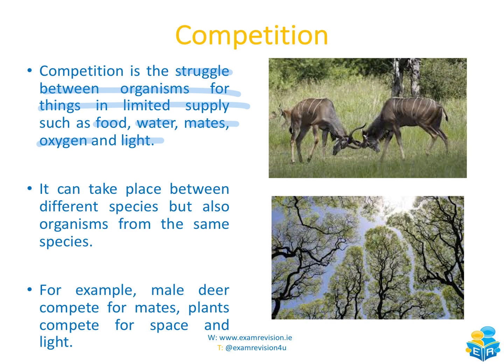So it can take place between different species, but it can also take place between organisms from the same species. So we can see up here we have our two organisms, our two animals, they're from the same species, but similarly this could happen between one from one species and another from another species. It can take place in both scenarios. So for example, male deer will compete for mates, they could compete for food, and plants will compete for space and for light, they could compete for water as well. So lots of examples of competition that exist.